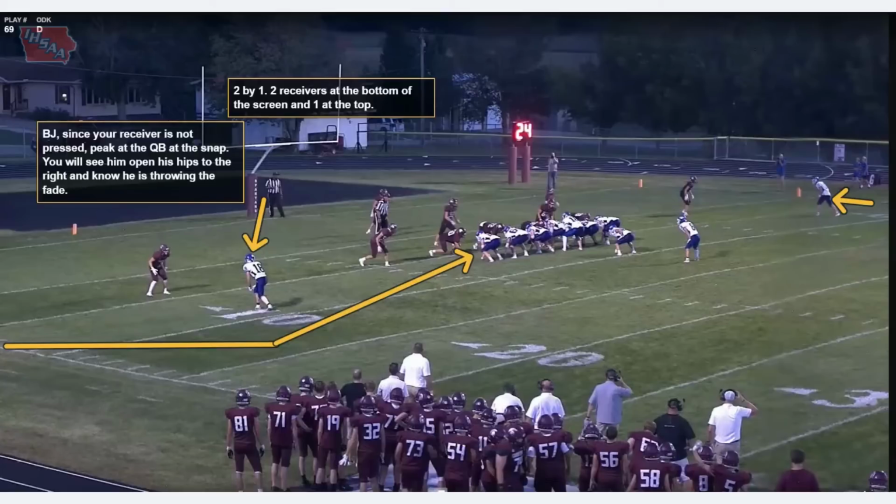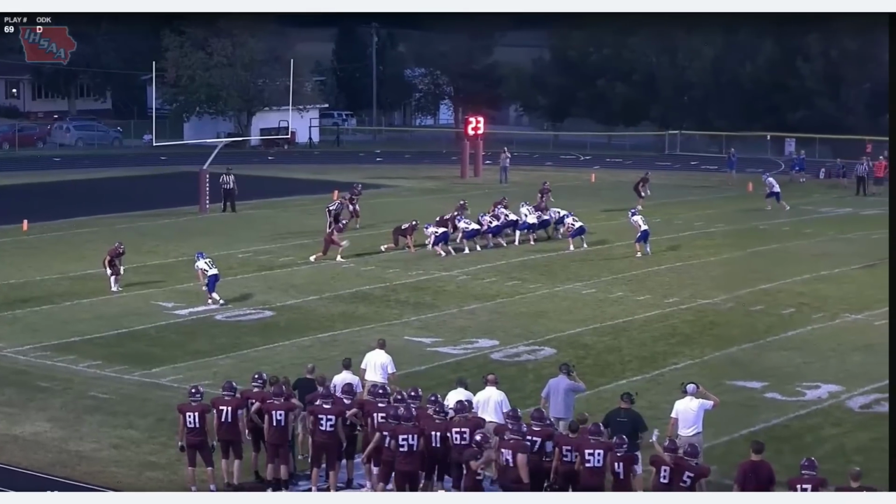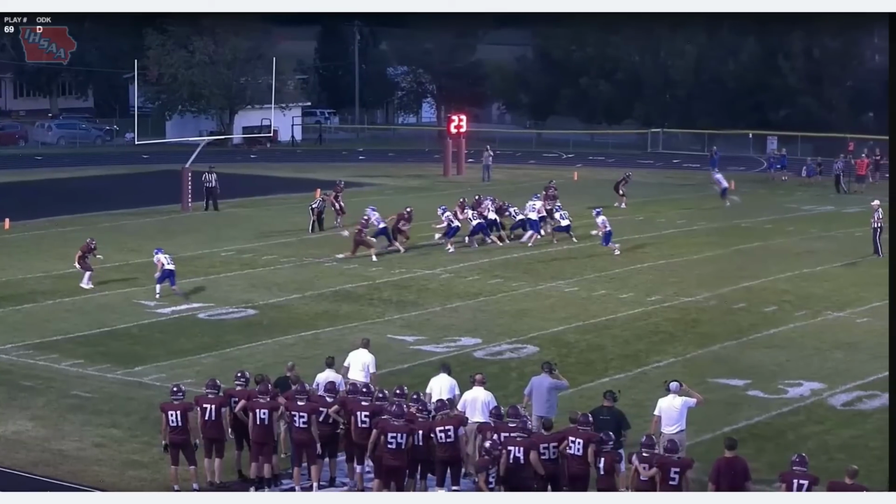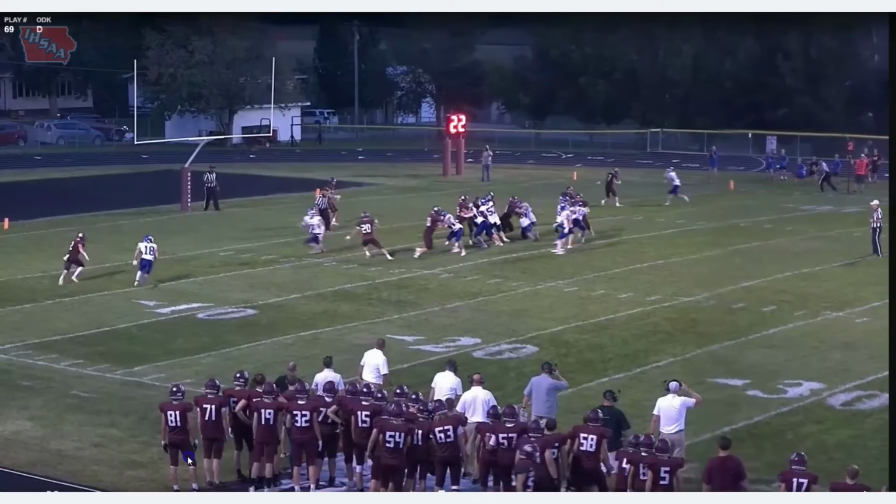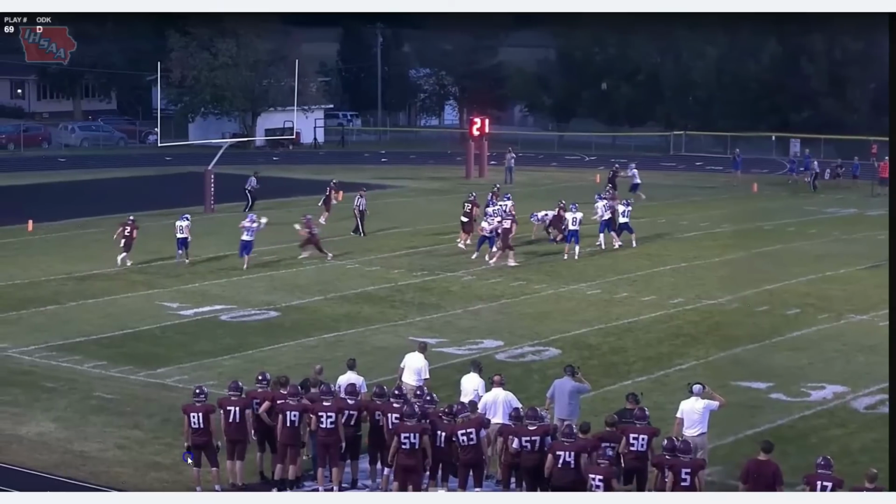So again, we talked about this before. He opens his hips right away. And right now, back judge does a great job of peeking at the quarterback because his guy's not pressed. So again, we don't need to be staring at him if there's 4 yards between them. So he opens his hips. So our back judge never takes a look over here, which he shouldn't. And we got the fade. So our back judge goes.